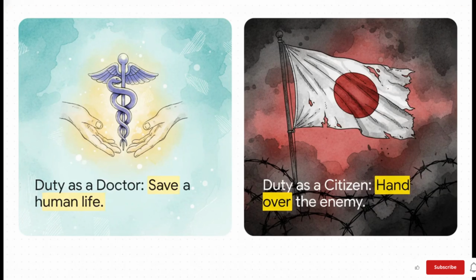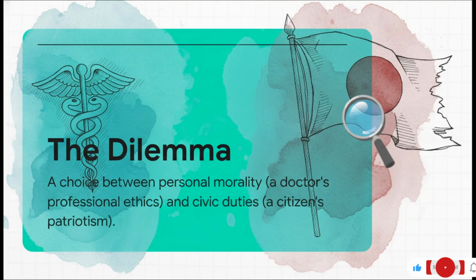And this is where it gets really complicated for him. You see, he's being pulled in two completely different directions. His training, his very oath as a doctor, is screaming at him, "You have to save this life." But his duty as a patriotic Japanese citizen during a war, that's telling him, "You have to hand this enemy over." So that's the heart of it right there. This massive clash between his personal morality as a doctor and his civic duty as a patriot. Every single choice he makes from here on out is a result of this crazy internal battle.